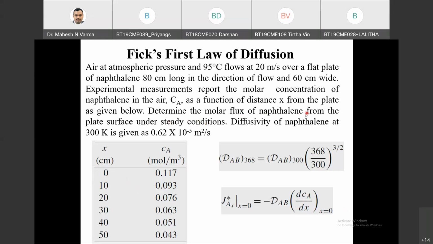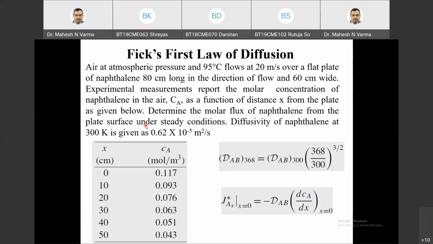You can say naphthalene flux from the plate. So the plate is at x equals 0. Okay, sir. It's clear now. Okay. Thank you. Anybody else?